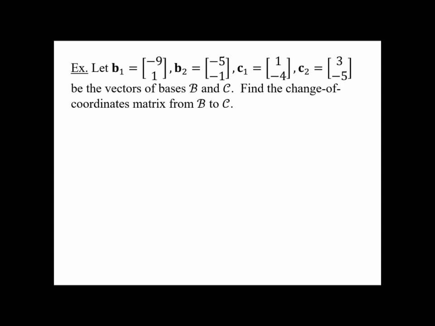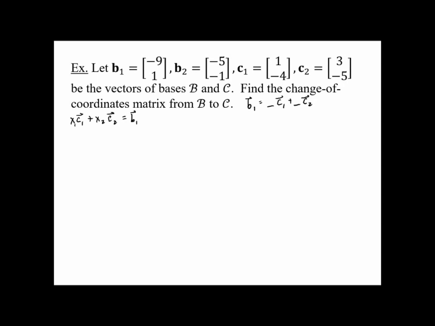Now, what I want to observe here is that in the last example we did, we had a way of expressing B1. It was basically something C1 plus something C2. And the same was true for B2. We need to do the same thing here. We basically have to figure out what times C1 plus what times C2 is equal to B1. And then we'll do that for B2 in just a second as well.